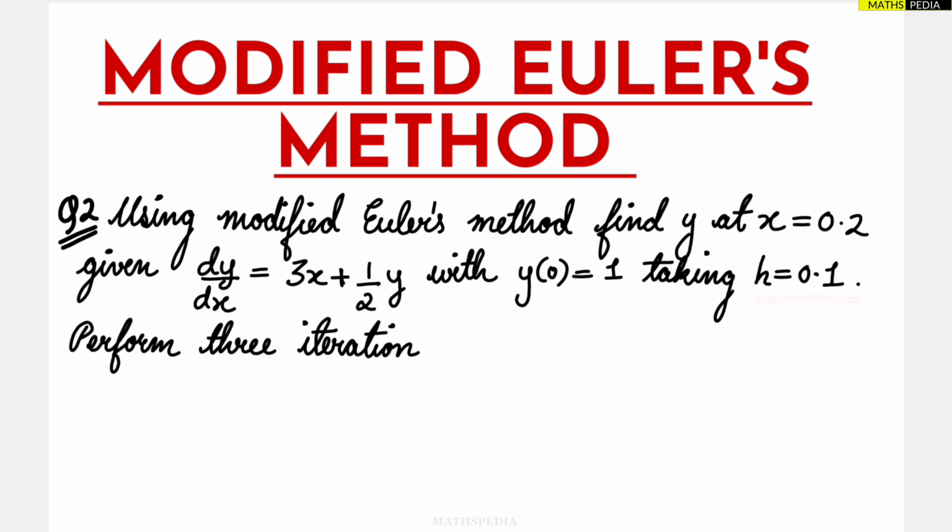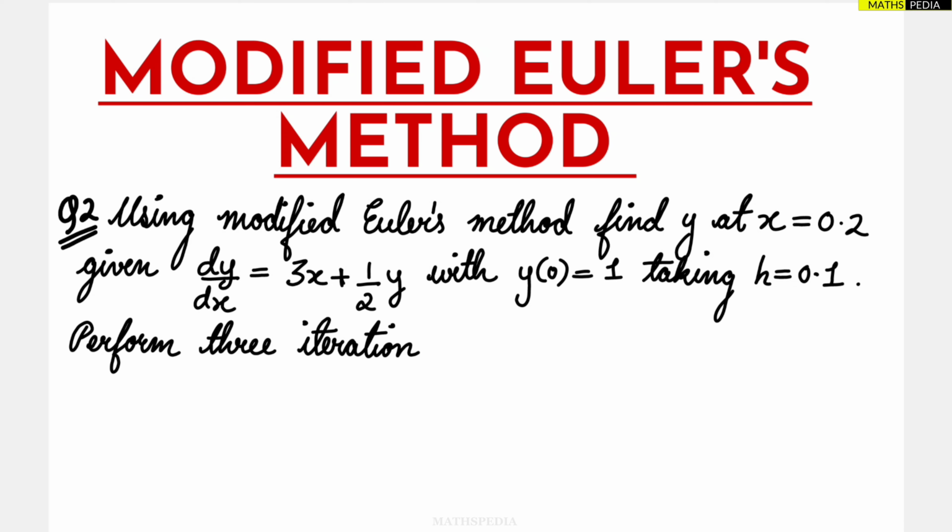Taking h is equal to 0.2. This is the step size. This is very important. H is equal to 0.2. It decides how many stages we have to do the problem. They have said to perform 3 iterations in each step. So in each stage we are going to do 3 iterations.